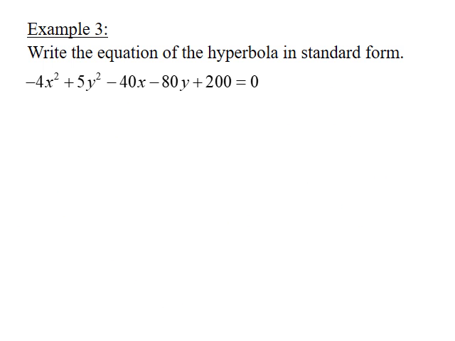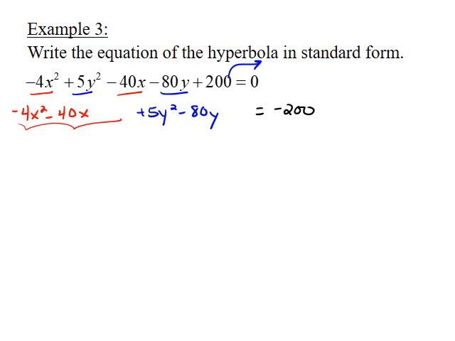This is a similar problem to what we saw when writing an ellipse in standard form. What I need to do is group the x's, group the y's, and move the constant over and complete the square. When I do that, I have -4x squared minus 40x. Leave a little space, and I have plus 5y squared minus 80y. Leave a little space, subtract 200.